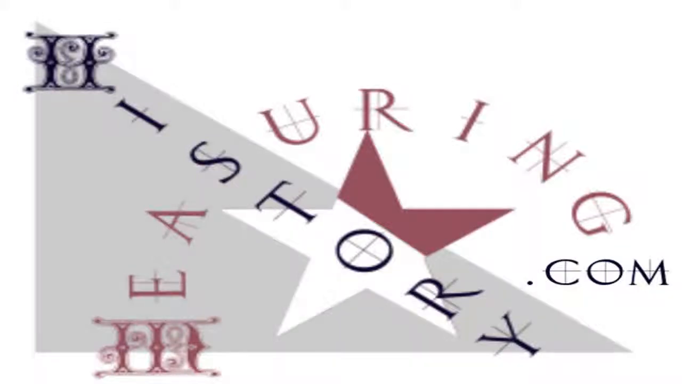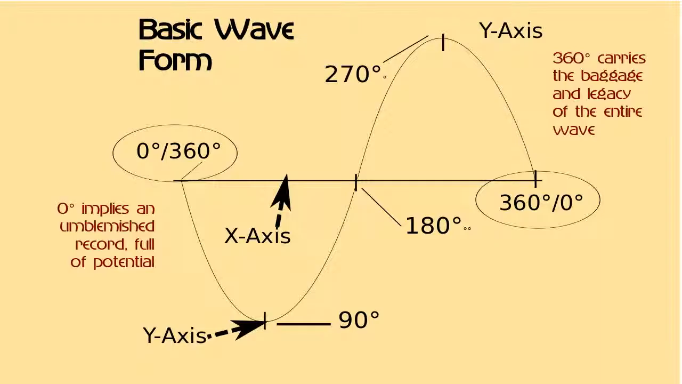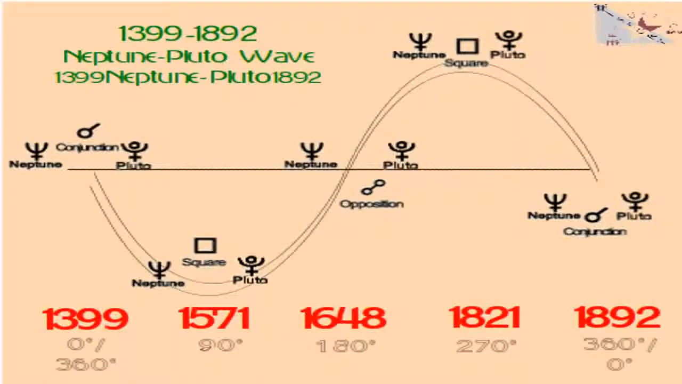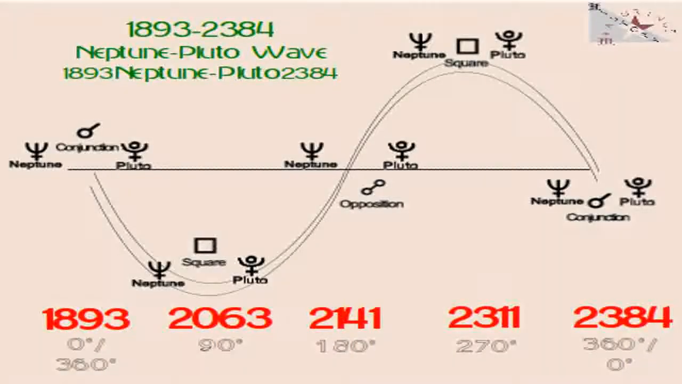This measuringhistory.com tutorial, how to use outer planet waves to interpret the past, present, or future, will demonstrate that a wave is basically an imaginary measuring device. I'm not talking about any physical waves coming from space, from the outer planets. These are outer planet waves we're talking about here.